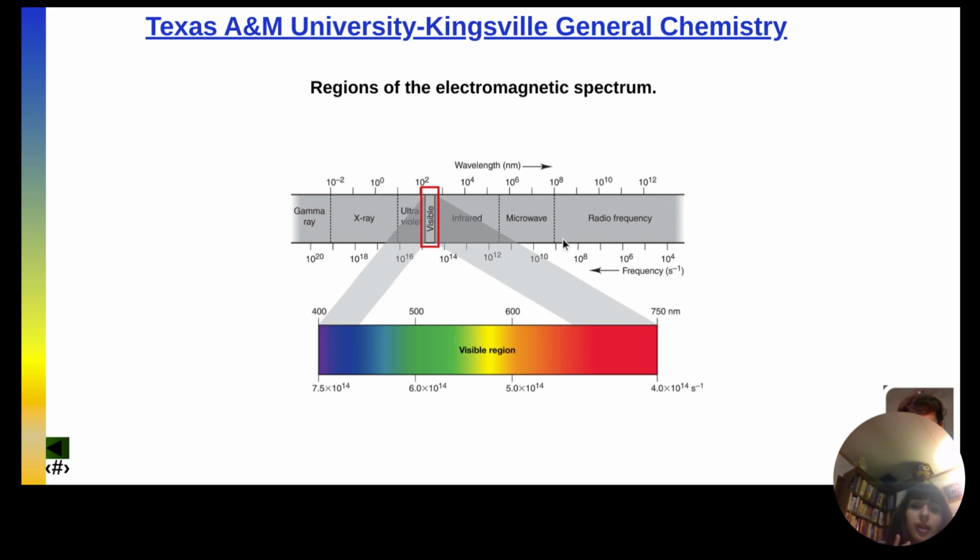So all the way on the right, 750 is your red, and all the way on the left, 400 is your purple, and right in the middle is your yellow. So moving on, we're seeing our ultraviolet light.